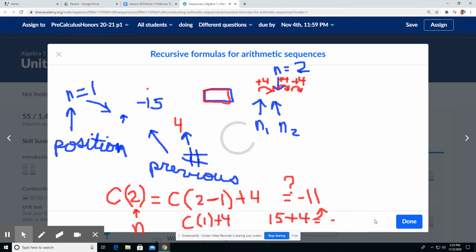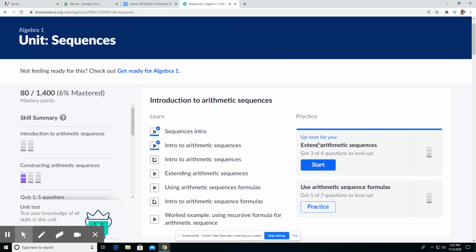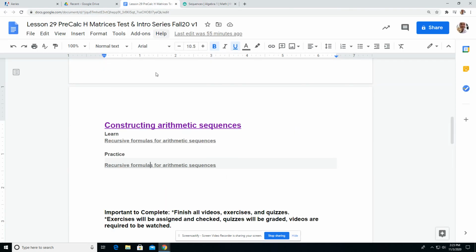Got it. Okay, let's just see if there's anything different on the next entry. Extending arithmetic sequence. Oh, okay. Well, this one's a little bit different. So let me just look at what we did here.